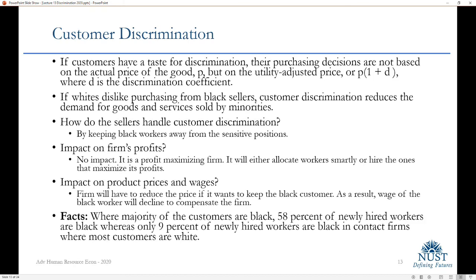The facts, the numbers are telling us that where the majority of the customers are black, 58% of the newly hired workers are black, whereas only 9% of the newly hired workers are black in contact firms where most customers are white.